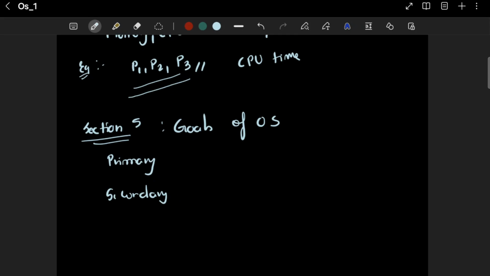Let's continue our journey on learning the basics of operating systems. So let's come to section 5. Here we'll study what the goals of an operating system are. There are two things: one is the primary goal and the other is the secondary. What is primary? Primary is convenience. I'll come to why. And secondary is efficiency.